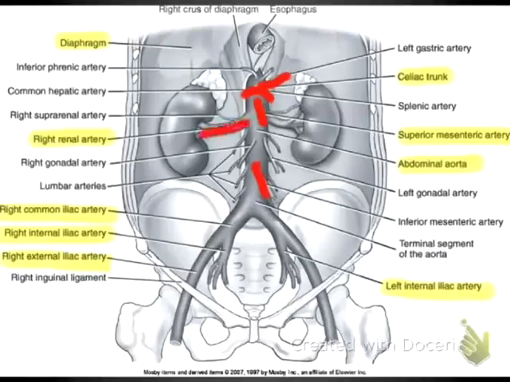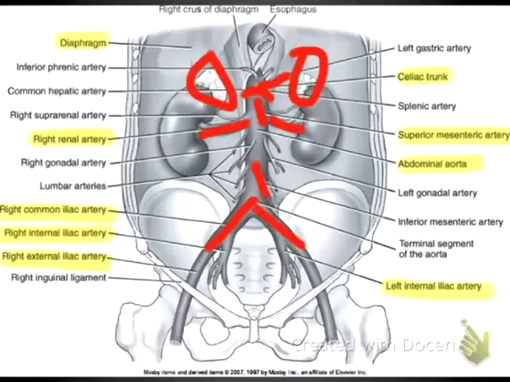We have the renal arteries here, left and right. We have the adrenal glands sitting on top of the kidneys. We have the aorta bifurcating into right and left common iliac arteries, and then transforming into internal and external iliac arteries on the left and right side. I believe that covers everything for this image that I would like you to know.